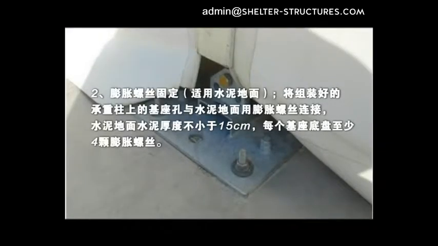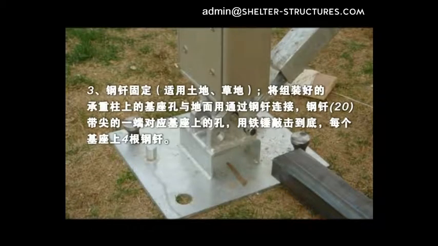Use expansion bolts to fix. Connect the seam-blind pedestal hole, and the cement thickness of the cement ground is not less than 15 centimeters. Each chassis of the pedestal uses at least 4 expansion bolts. Finally, use steel chassis to fix.